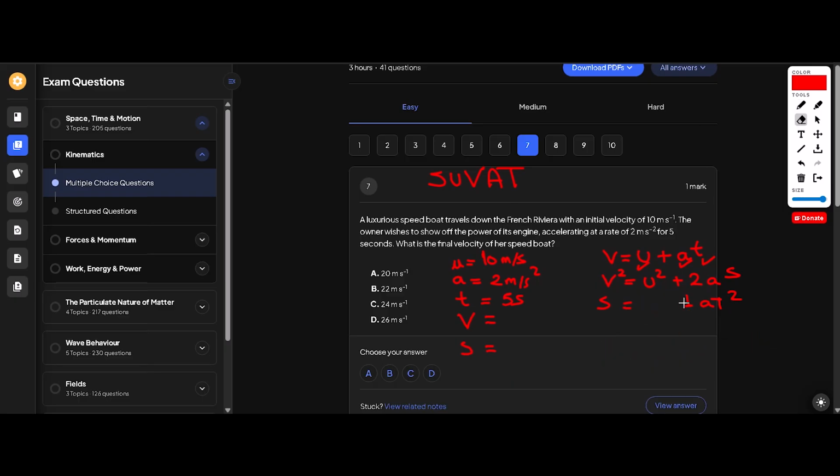So I'm going to delete the rest. Okay, I'm going to delete all. I'm going to use that first one, which says that v, final velocity, equals initial velocity plus acceleration multiplied by time. So we know that the initial velocity is 10 plus acceleration is 2 multiplied by time, which is 5. 2 multiplied by 5 is 10. 10 plus 10 is 20. So the answer would be 20. And we are searching for final velocity, so probably the unit is meters per second, or meters second to the power of -1. So the answer would be A.